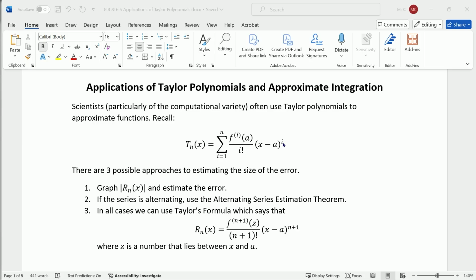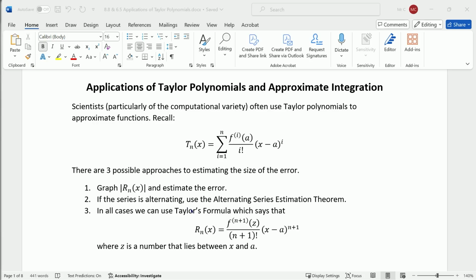So there are three possible approaches to estimating the size of the error in a Taylor polynomial. And that's to, one, graph the remainder function and estimate the error. Of course, this is a pretty silly thing to do, because if we had a perfect graph of the function, we could probably just use that to estimate the values anyways. So not too worried about that.